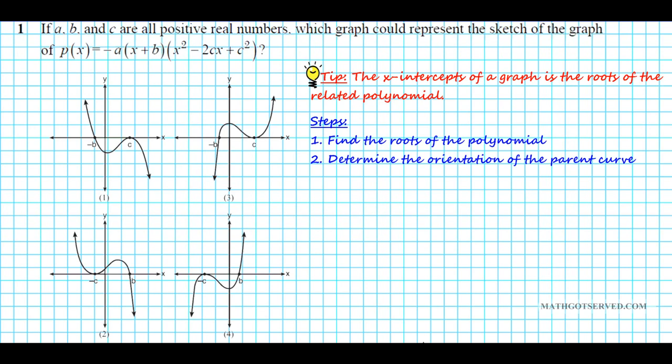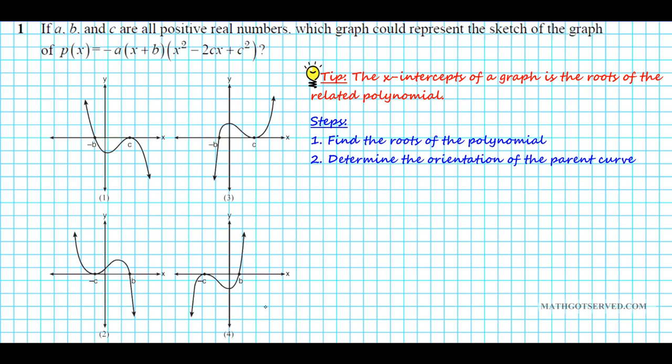It reads, if a, b, and c are all positive real numbers, which graph could represent the sketch of the graph P of x equals negative a times (x plus b) times the quantity x squared minus 2cx plus c squared. Now, one tip for problems like this is that the x-intercepts, the points where the graph cuts the x-axis, are the same as the roots of the related polynomial, okay?